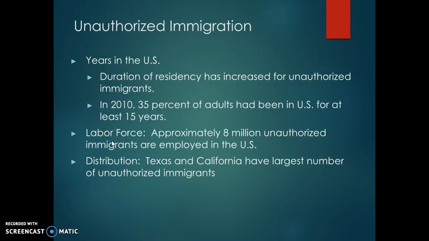Okay, so as far as labor force, approximately 8 million unauthorized immigrants are employed in the United States, and this number is probably way bigger now. Okay, I'll get to that in another slide. However, the distribution of these immigrants is going to be in Texas and California primarily. I'll show you guys a border picture in a little while, and you guys can kind of understand that.